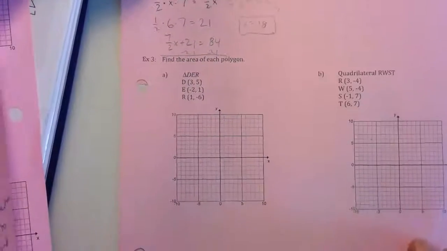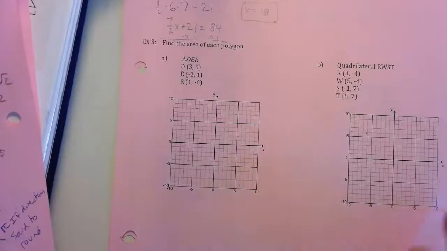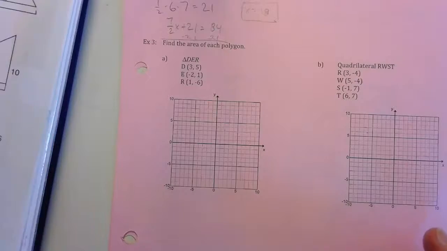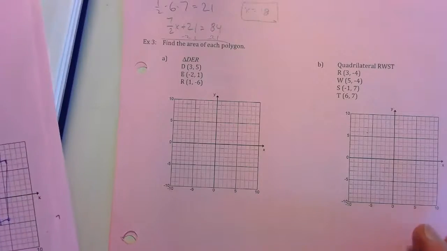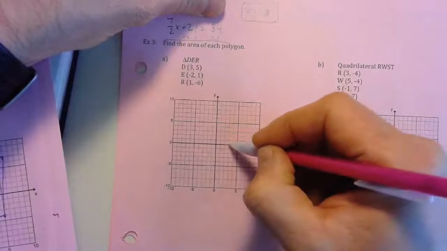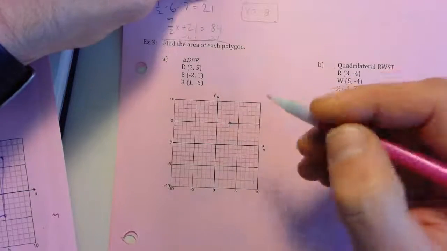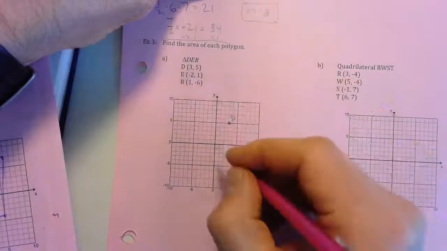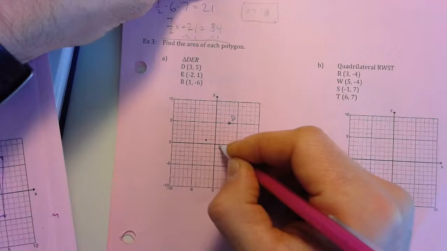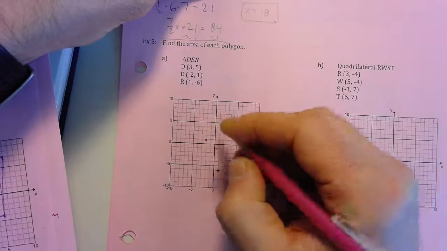Okay, so let's take a look at how to do example 3 so that those of you who are moving on to advanced next year can do these problems. For these problems, every problem works a little differently. All right, so let's take a look. D is (1, 2), (3, 5), E is (-2, 1), and R is (1, -6). Okay.